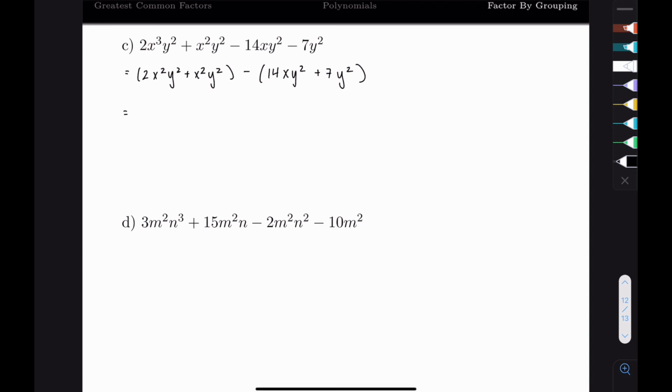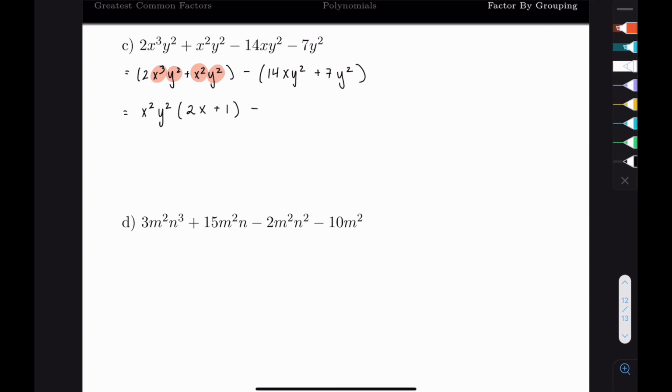Now in each individual piece, I want to see what we can take out. I made a small typo. That's x to the third. I don't have a number that's in common to both of these, but I do have y squared in common to both of them. This has an x squared and this is x to the third. So the most we can take out is x squared, and we can take out y squared. From the first term, that will leave us with 2x. From the second term, it leaves us with a plus 1.